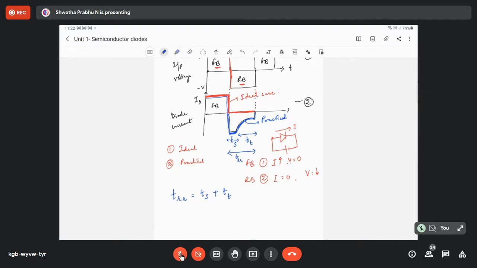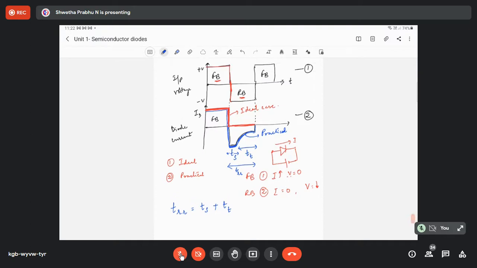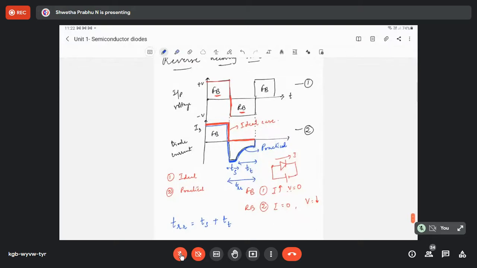So the maximum frequency at which the PN junction diode could be used as a switch, okay? For small values of current, frequency will be maximum. So the maximum frequency at which a PN junction diode could be used as a switch can be limited by its reverse recovery time.